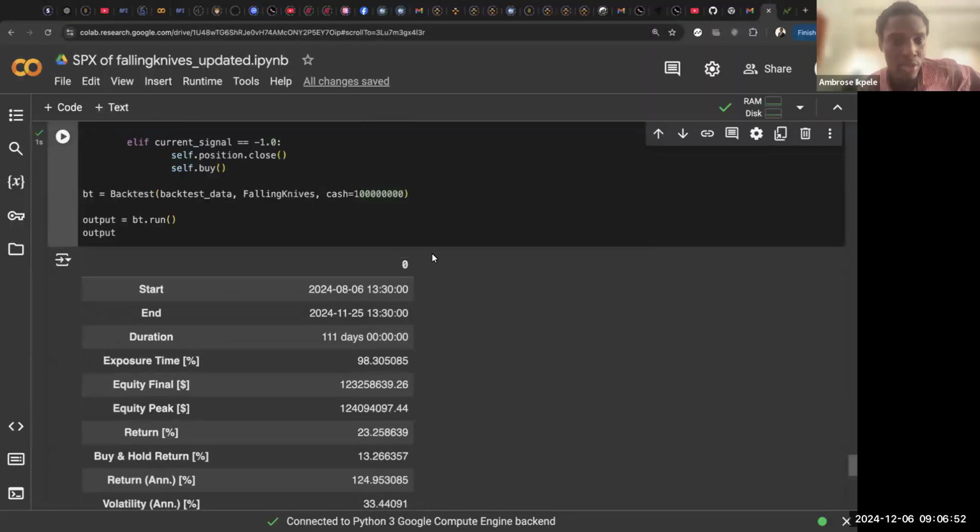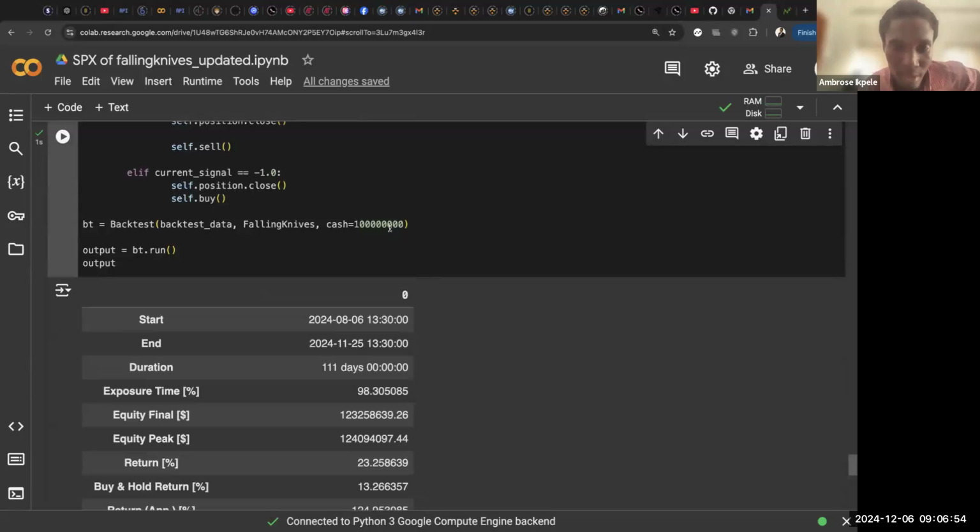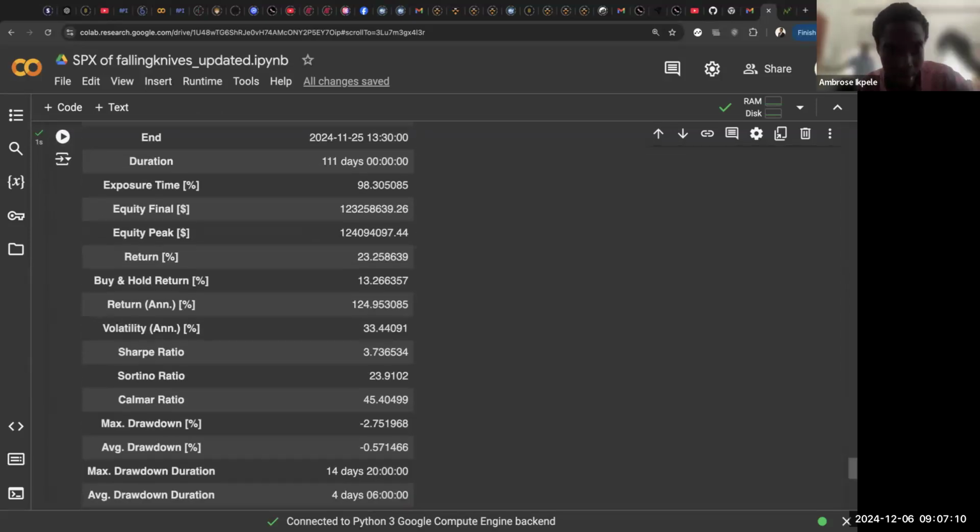So this is what we have for backtesting. The backtesting was done with this cash. We basically had to increase the cash given to the strategy, and we increase that and we have this outcome.